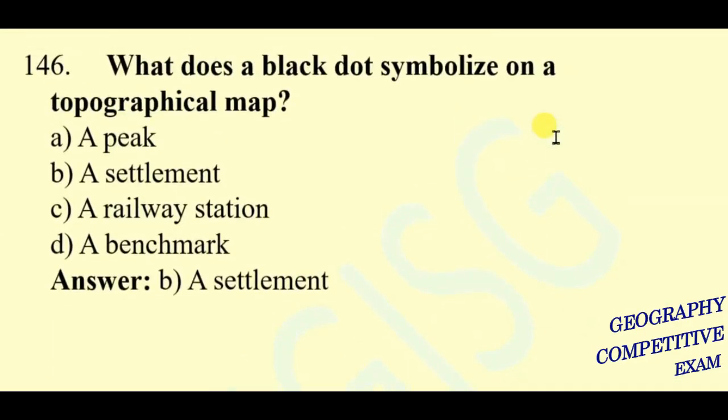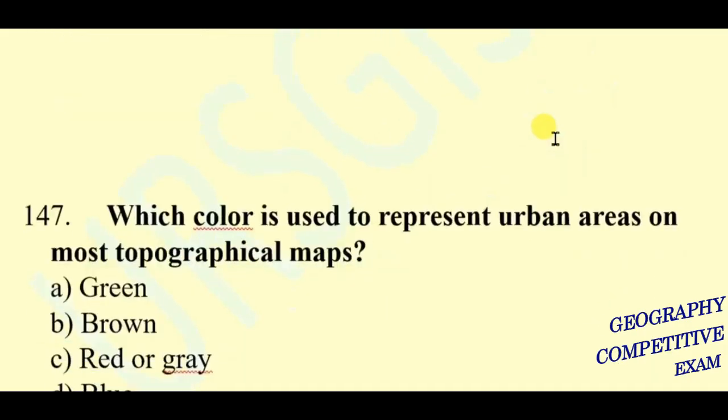Question number 146. What does a black dot symbolize on a topographical map? A peak, a settlement, a railway station, a benchmark. Here the right answer will be a settlement.